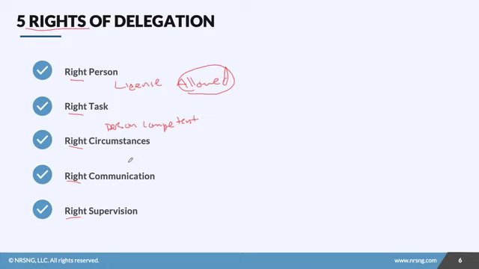Now, right circumstances. Make sure the patient can tolerate the task being performed by the person. The question you want to ask yourself here is, will the patient tolerate the task if it isn't performed by an RN or if it isn't performed by you? Does this patient need an assessment afterward?